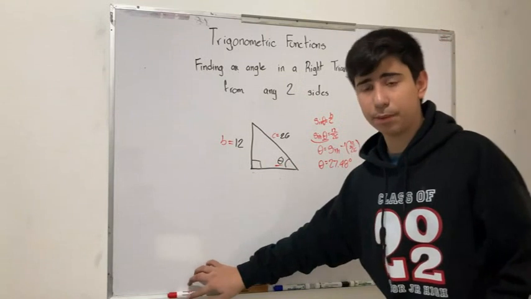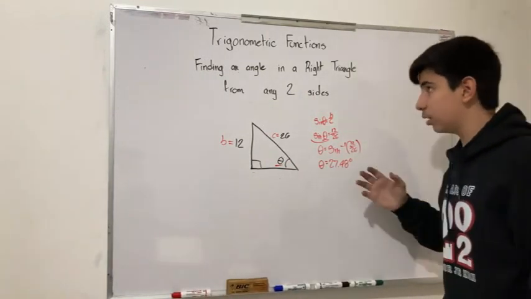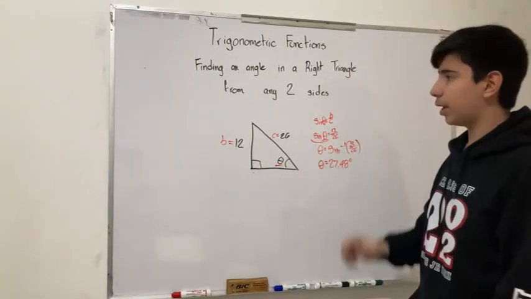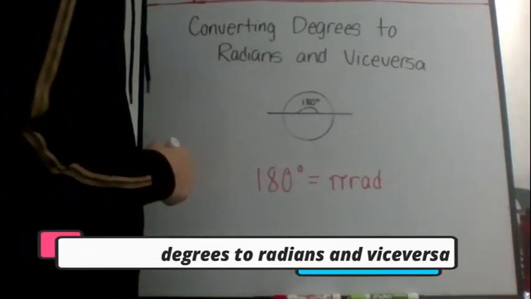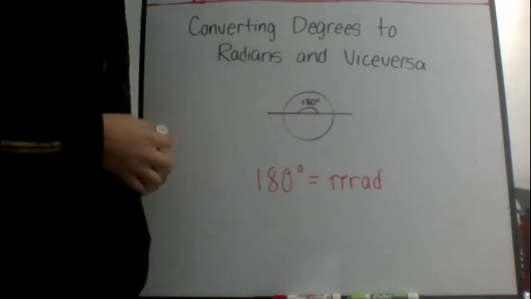So it is as simple as this. This is all for this topic. We're going to see converting degrees to radians and vice versa. Well, first of all, we have to know what is a radian.